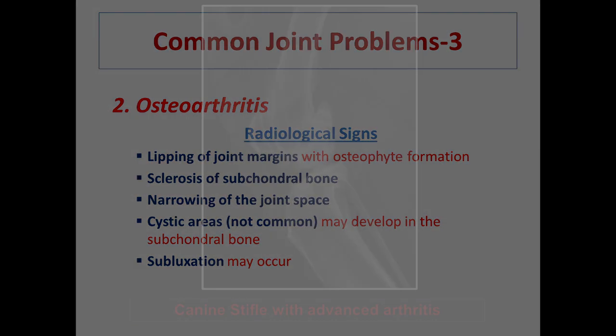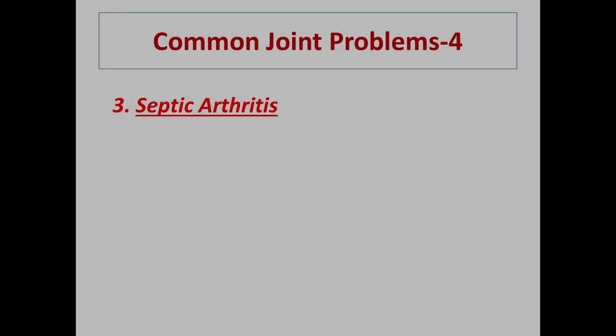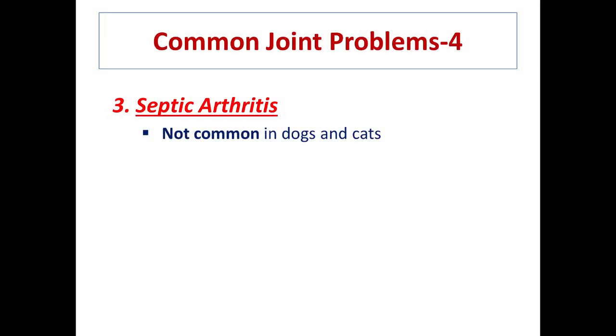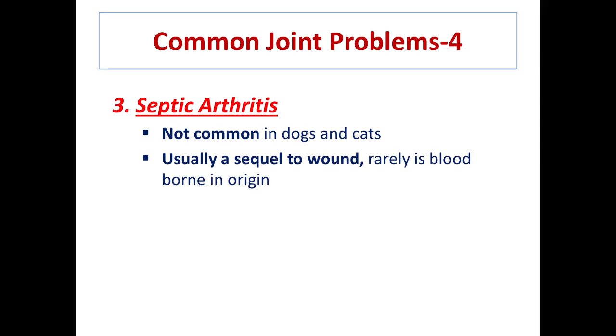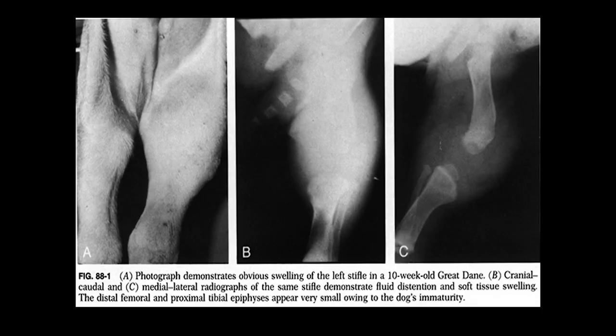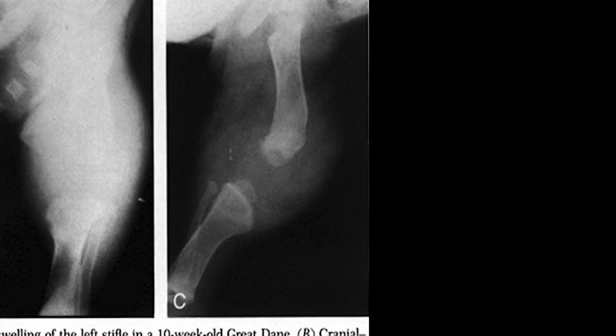Now, next is septic arthritis. This is also arthritis, but there will be a septic wound or a history of a wound. It is not common in dogs and cats. However, cats are somewhat more prone as compared to dogs. Usually, it is a sequela of a wound. Mostly, a cat bite or accidental wound leads towards septic arthritis. So this is a radiograph that clearly shows the radiological signs of septic arthritis.